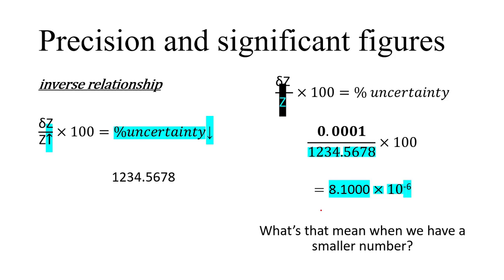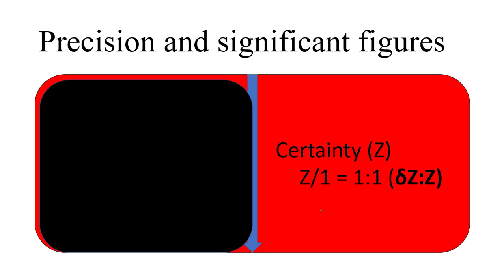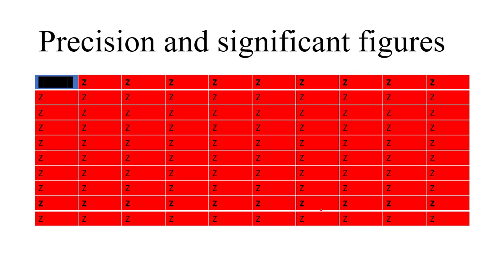Using the number 1234.5678, we plug in the number 0.0001 divided by 1234.5678 times 100, arriving at 8.1000 times 10 to the power of minus 6. This shows that a number with more digits arrives at a smaller percent uncertainty value. Drawing from our analogy, the smaller percent uncertainty means we are closer to perfection, and the phrase more numbers, more precision holds to be true.